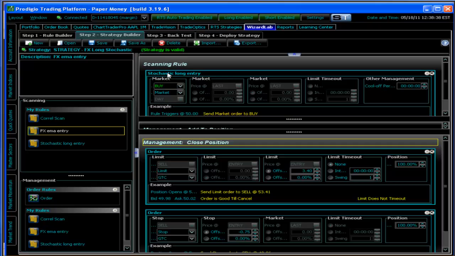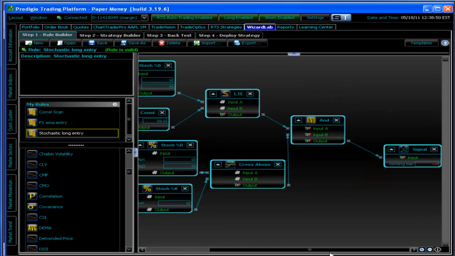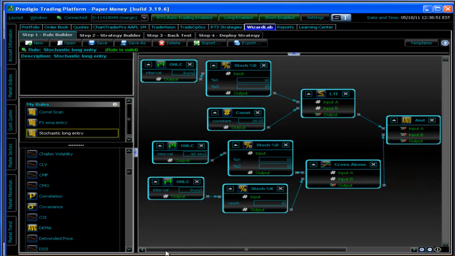and I've got this strategy, and it's got this rule associated with it, stochastic long entry. So let's take a look at stochastic long entry. I'm right-clicking and saying open. There's a little bit more meat to this one. Now, some of these can get really big, and my goal here today is to show you how to keep these manageable. You keep the rules manageable when they get too big by chaining them together using the My Rules, and we call this rule combining.